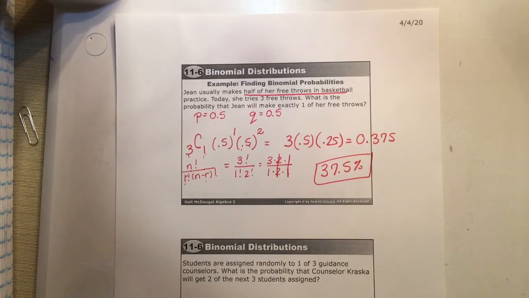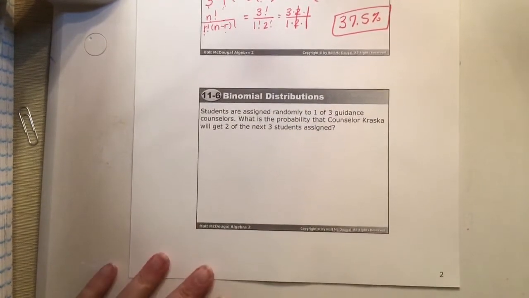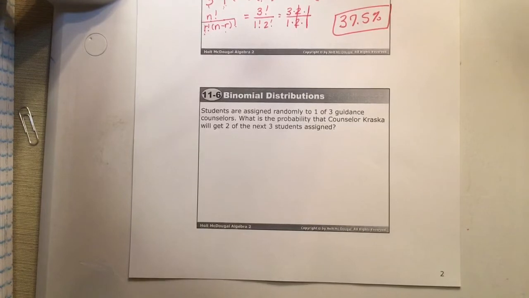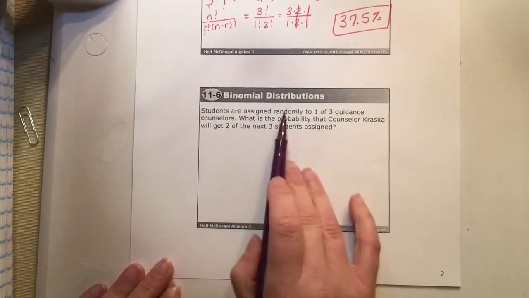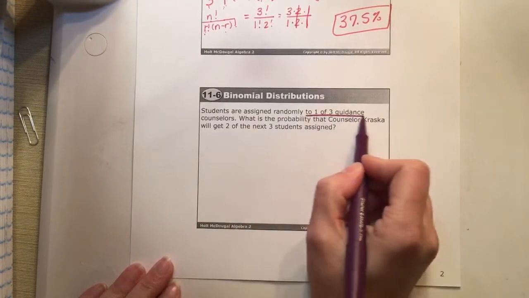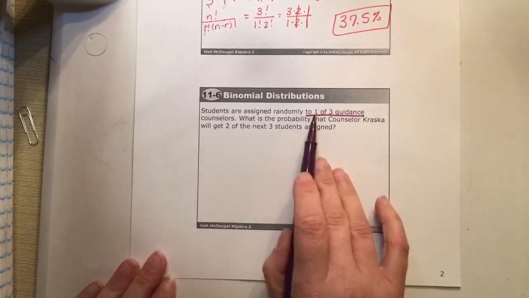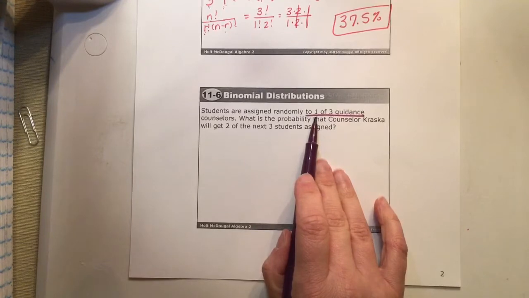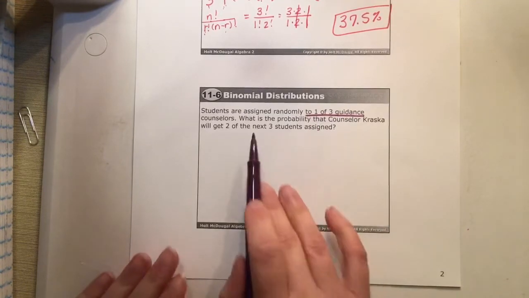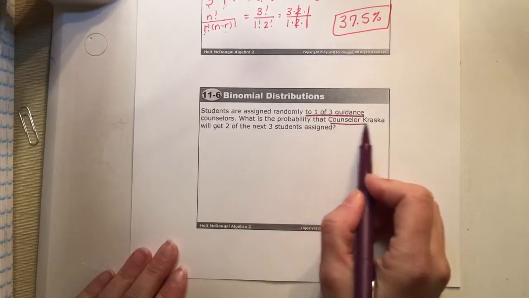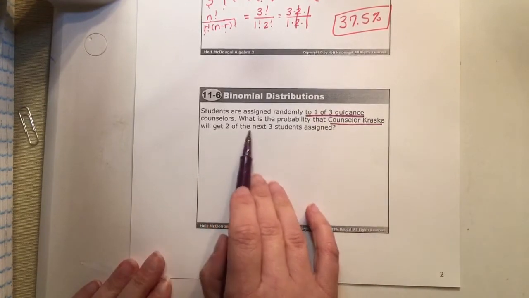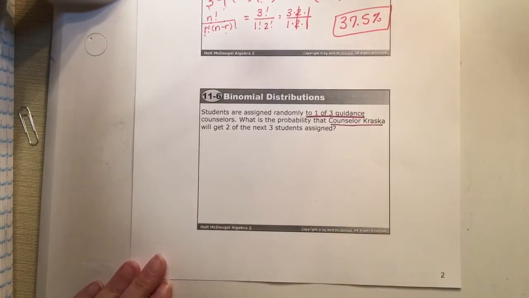Let's try another one just to make sure we've got it. Then we're going to go ahead and step it up. This is kind of fun. Okay, let's say we have a really big school, so we actually have 3 counselors. Rather than having 1 counselor when you enroll in school, there are 3 options. Here's the scenario. Students are assigned randomly to 1 of 3 guidance counselors. That means every student has a counselor they can go see if they have questions about school. What is the probability that Counselor Kraska will get 2 of the next 3 students assigned?